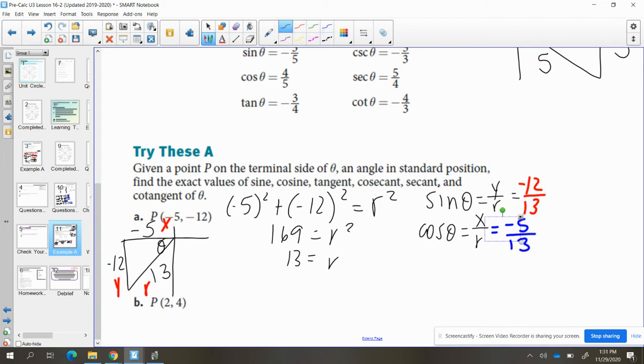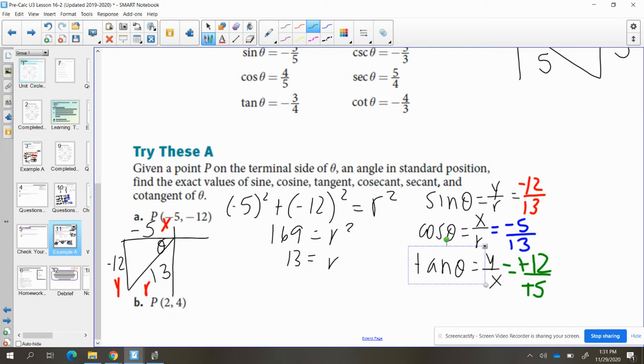And then last but not least, the tangent of theta is y over x. So in this case, negative 12 over negative 5, which will just actually be positive 12 over 5.